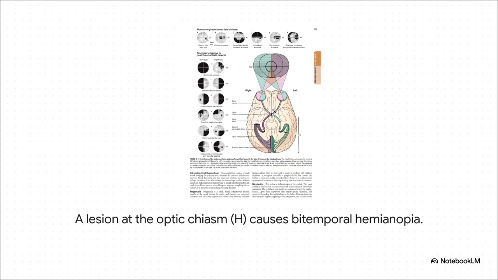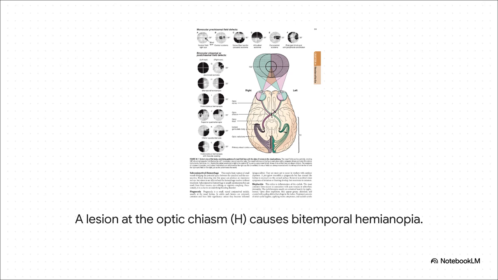Okay, I know this map looks complicated, but it's your Rosetta Stone for vision loss. Seriously. Look at the visual fields up in the top left. See pattern H, that bitemporal hemianopia? That's the peripheral vision loss we were just talking about. Now just follow the lines from the temporal or outer part of each retina. See how they both cross over at that one central point labeled H? That's the optic chiasm. A single lesion right there is the classic cause.